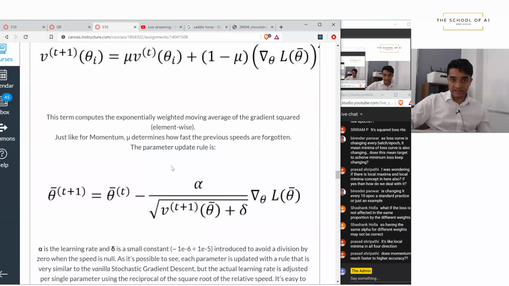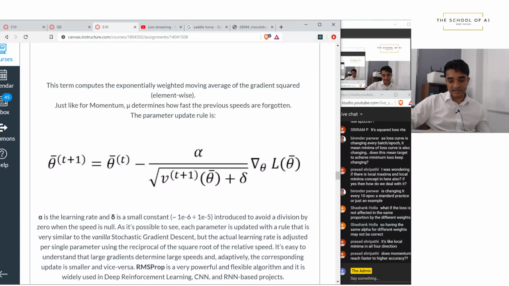Now our update term for each theta becomes theta minus alpha divided by this term. And what is this term? This term is coming from here, right? See what we are doing here: we are trying to calculate how alpha should be for a particular parameter, and this is something we have to calculate for every single parameter. Now alpha is the learning rate, and epsilon is a small constant. Why is this required? This is required so we don't divide by 0.